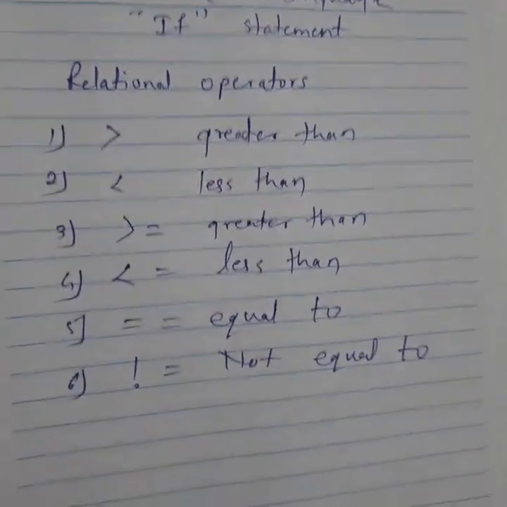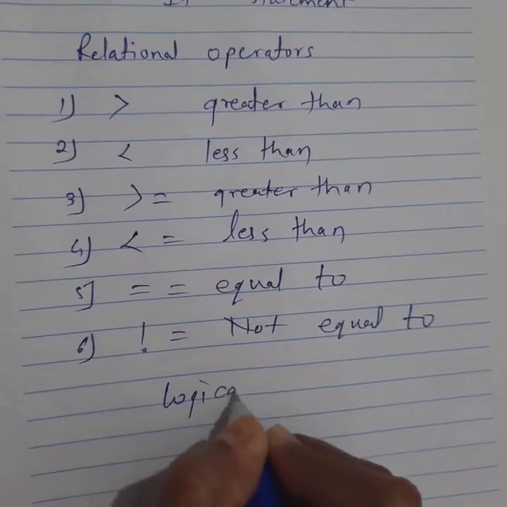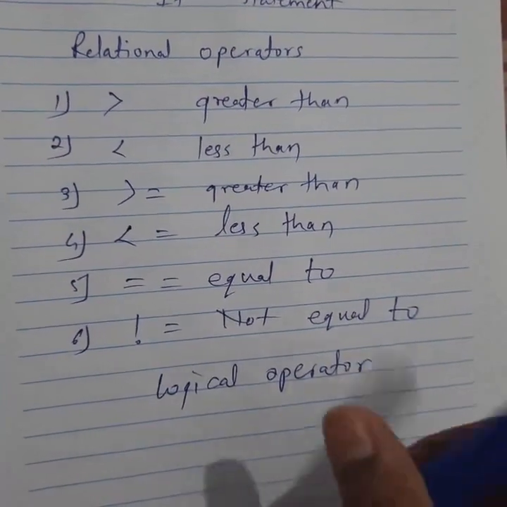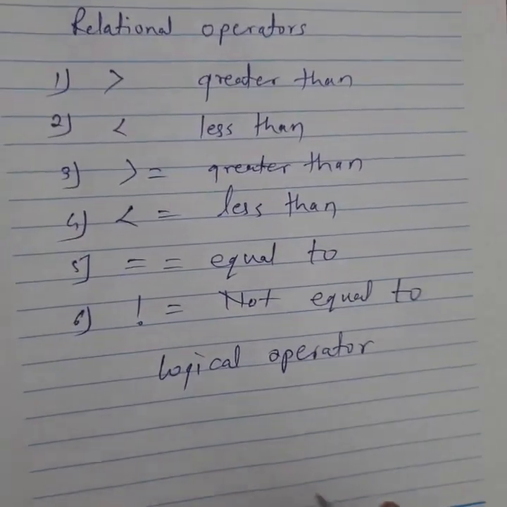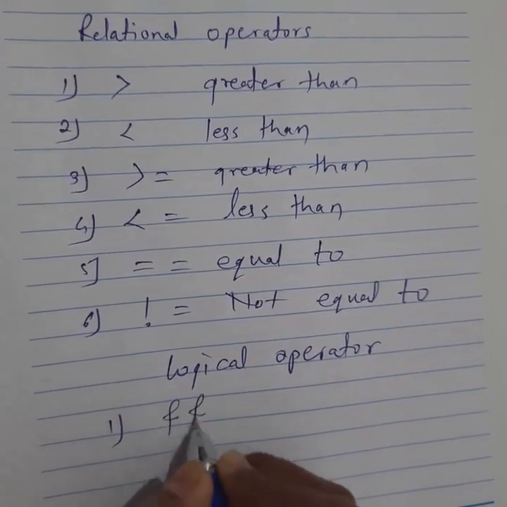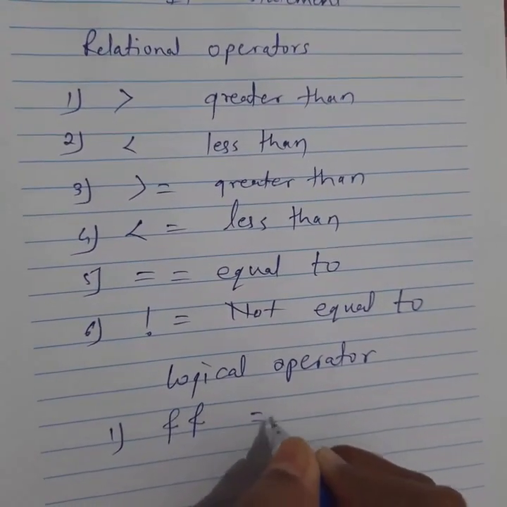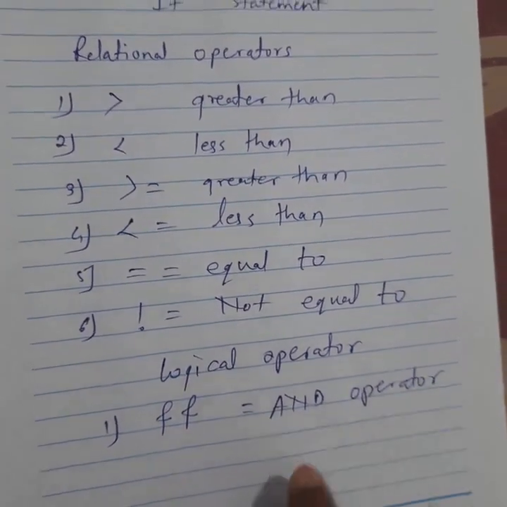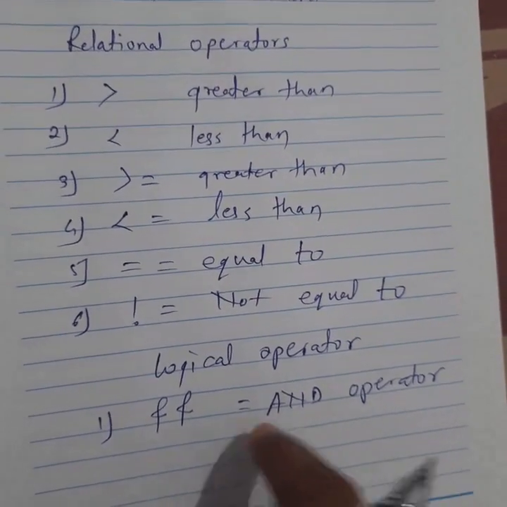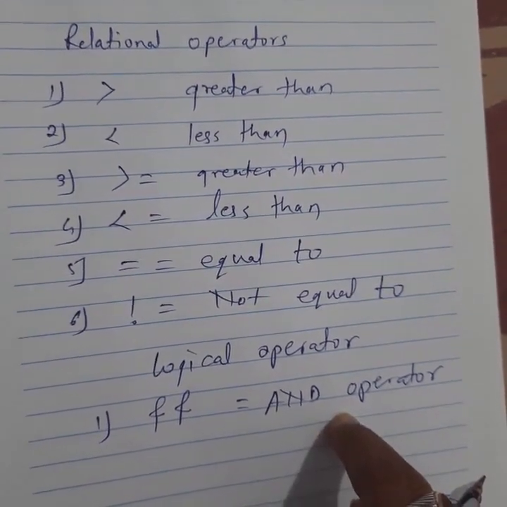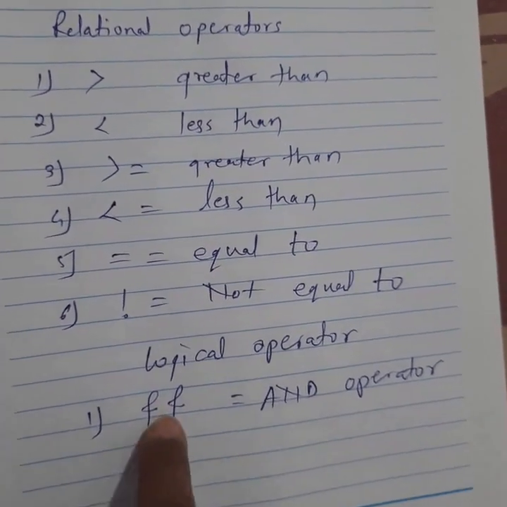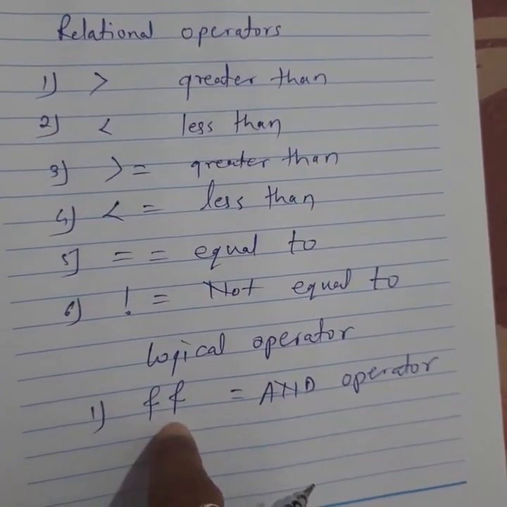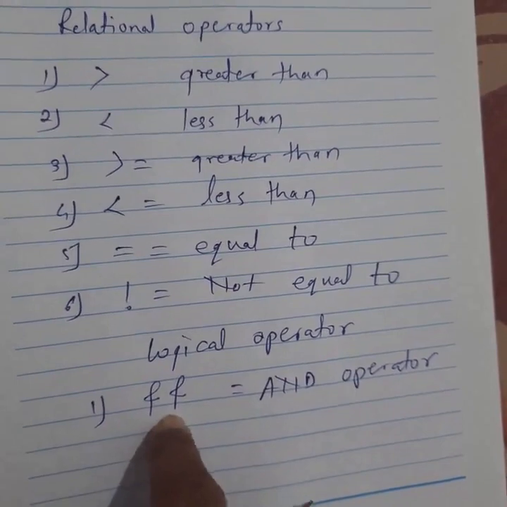After that, some logical operators are also used in the C programming language. These logical operators are also used in if, while, do while, and for statements. Two ampersands are used here, which is called the AND operator. Somewhere capital AND is also used in some programs, but in C programming the ampersand symbol is used.